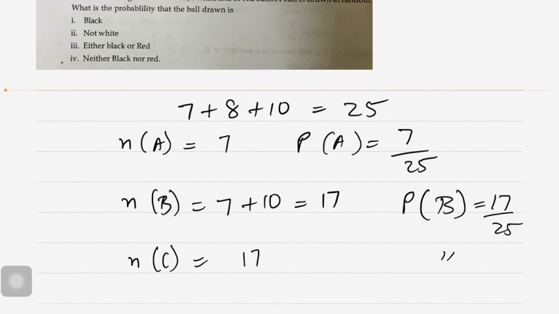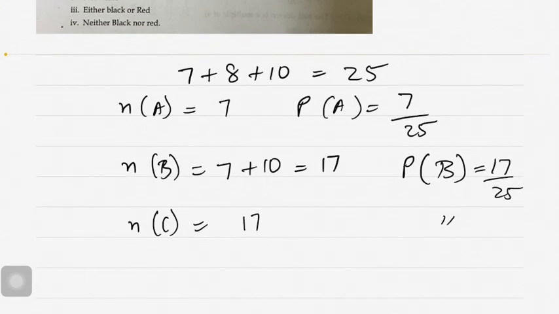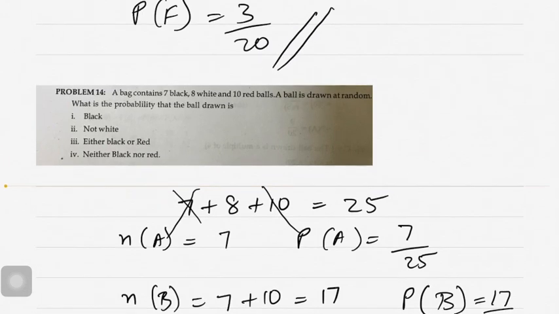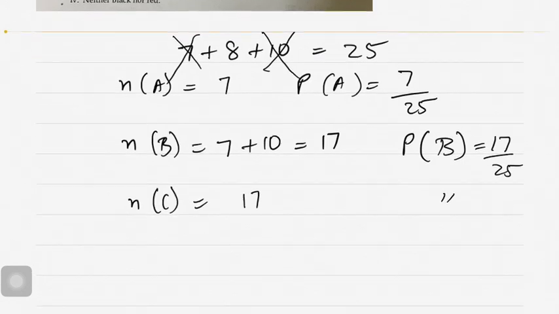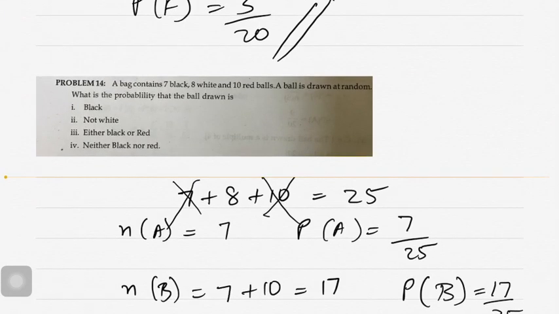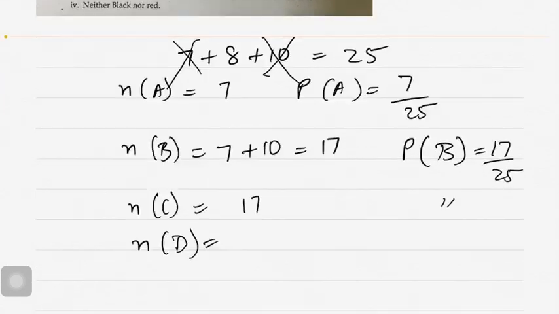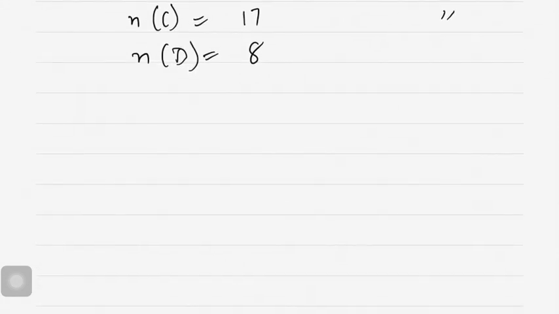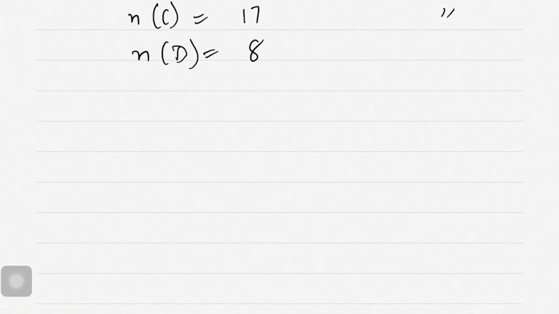Next one, neither black nor red. So it is not black and it is not red. So if it is not black and not red, that means it is white. Correct? So that means your N of D will be 8, because there are 8 balls. So your P of D will be 8 by 25. Correct? Now let's write the solution.